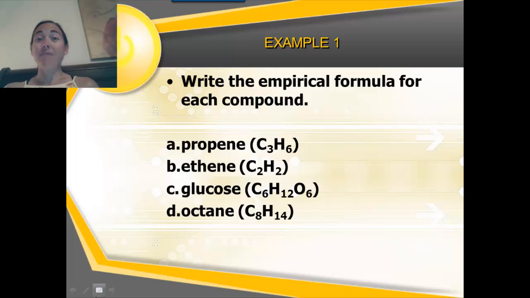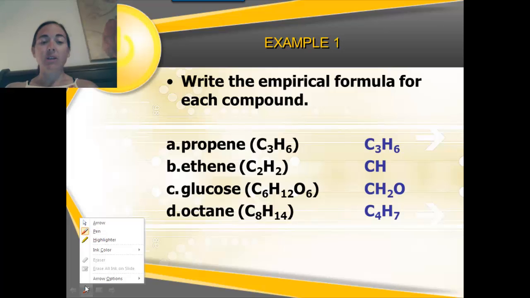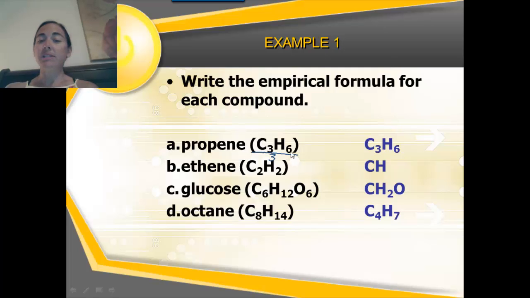Okay, you have your answers ready? Here are mine. The first compound, propene, C3H6, you can divide by 3. So if we go through and divide C3H6, divide all of those by 3, you end up with C1H2. So that empirical formula is going to be CH2.